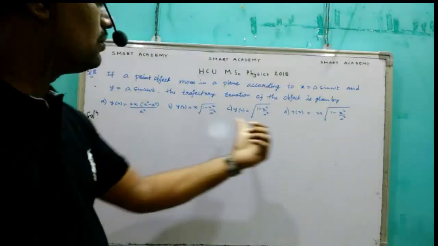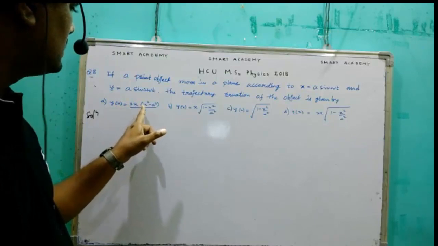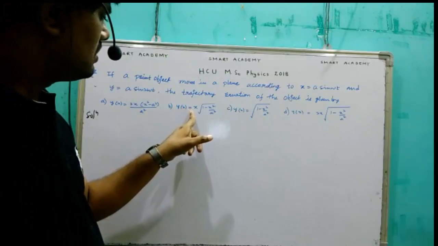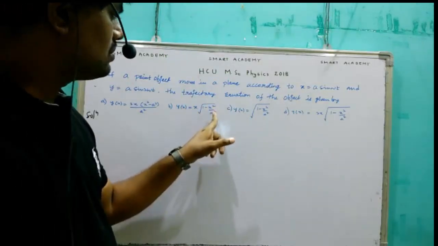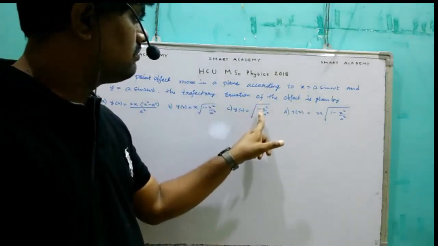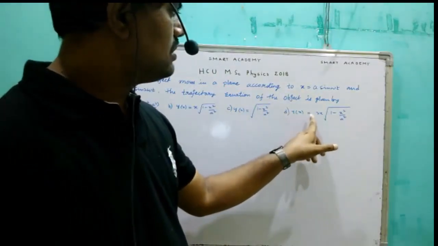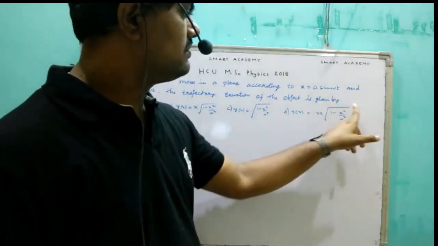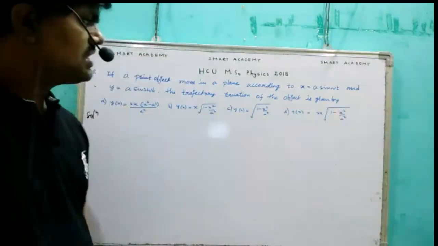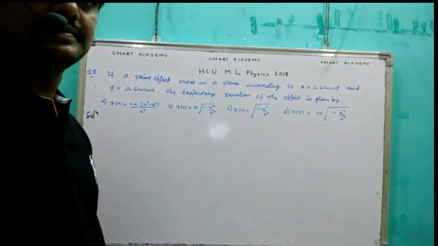Okay, so we have four options. A: y of x equal to 2x into (x square minus a square) by a square. B: y of x equal to x into under root of 1 minus x square by a square. C: y of x equal to under root of 1 minus x square by a square. D: y of x equal to 2x into under root of 1 minus x square by a square. If we observe the four options, we have to find this y value in terms of x.